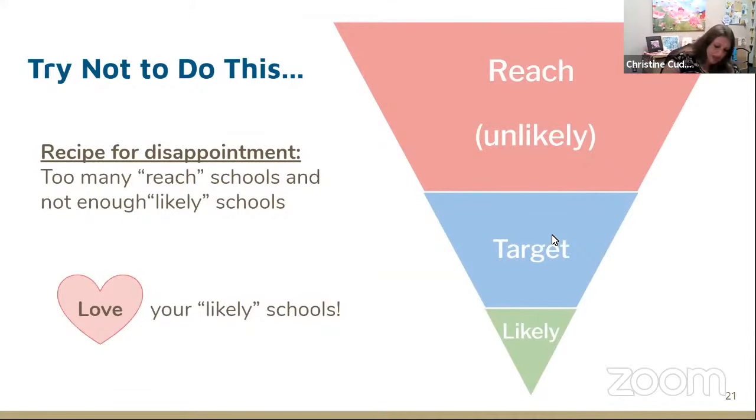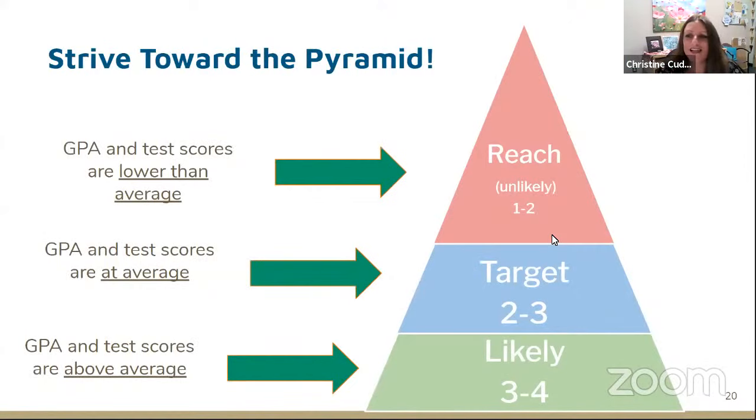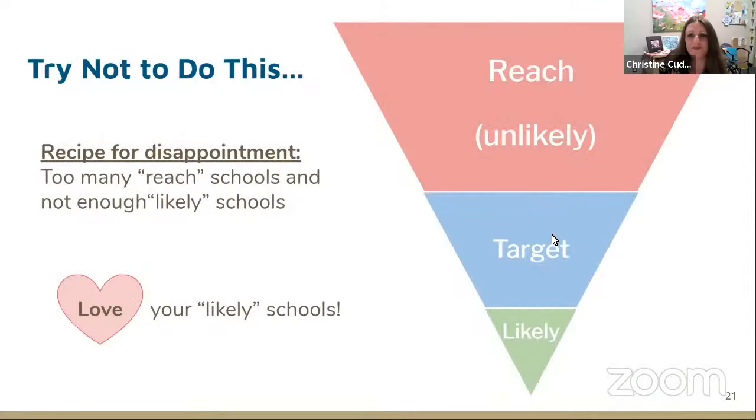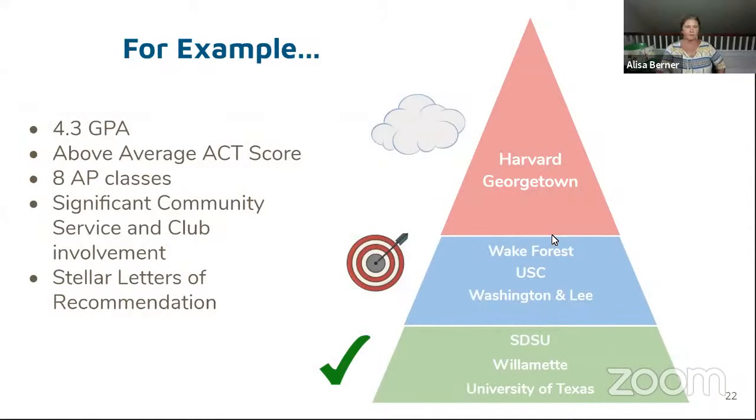So I'm going to go back and show you the last pyramid again. This is what we want you guys to really focus on: 3 to 4 schools that you are likely to get into, 2 to 3 schools that are in your target range, so again also likely to get into, but not guaranteed or for sure. And then 1 to 2 reach schools, the schools you've always dreamed of going to and would love to go to if you get accepted.